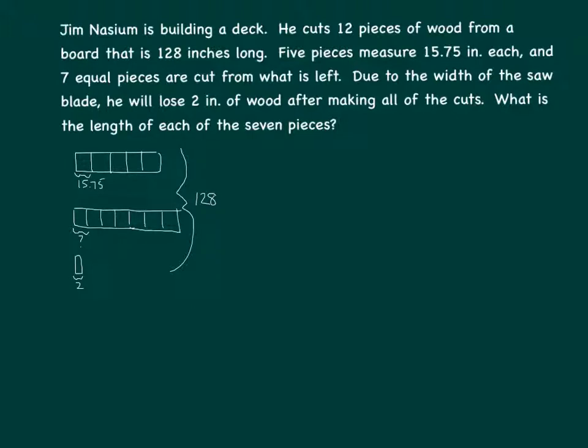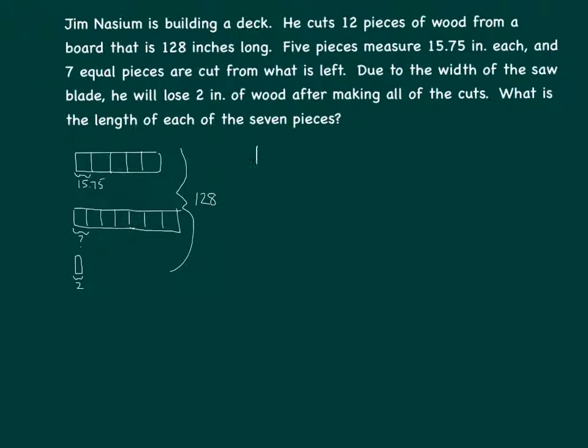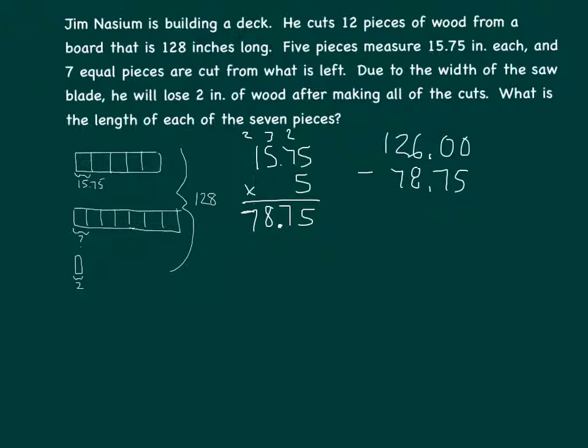I can do that mentally. And then I'm going to figure what 15.75 times 5 is, and I get 78.75. So I'm going to take my 126 and I'm going to subtract out 78.75, making sure I line up my places. And I'm left with 47.25 inches of wood after I take away the 2 inches and the 5 groups of 15.75 away.